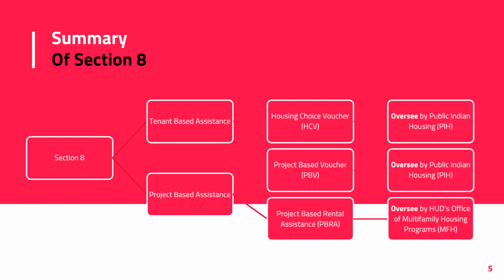A quick summary of Section 8. There are 2 types of Section 8, tenant-based versus project-based. For tenant-based, it's really only one type, which is the housing choice voucher. For project-based, it's broken down into 2 additional types. We have the project-based voucher, the PBV, and then we have the project-based rental assistance, which is what the majority of people think of when they say Section 8. It's called PBSA; PBSA and PBRA are interchangeable, and they are pretty much the same thing.